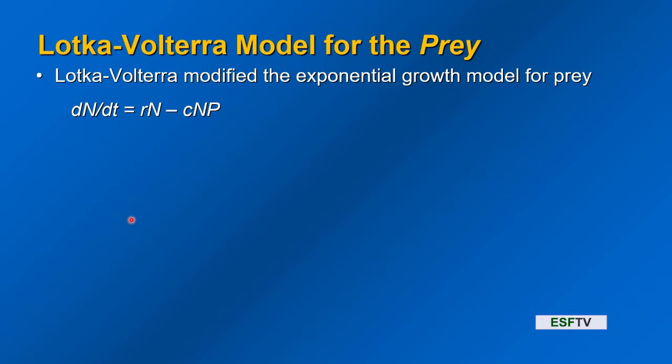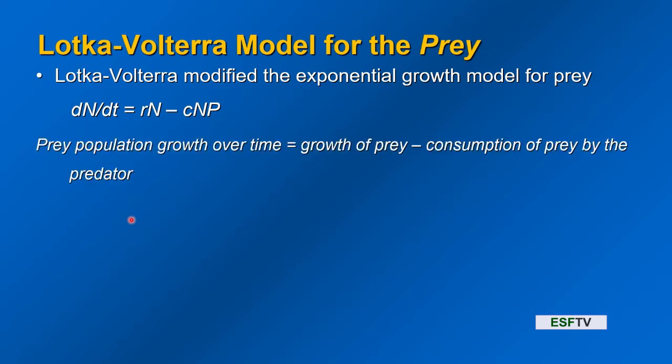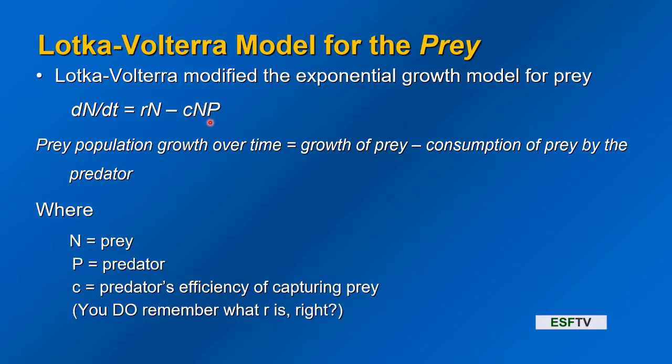So how many predators are there? How many prey are they eating? So in words, the prey population growth over time equals the growth of the prey minus the consumption of prey by the predator. Consumption of the prey by the predator P. And here are what those different variables represent. I didn't add the r in here because you remember that, right? We don't need to review that again and again, even though I just did. So if you don't know r by now, make sure you do soon.